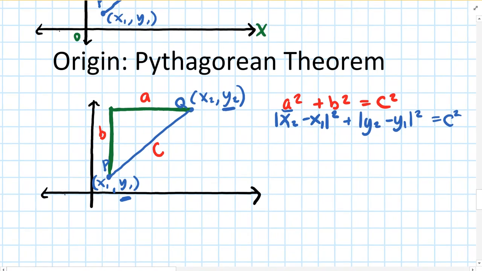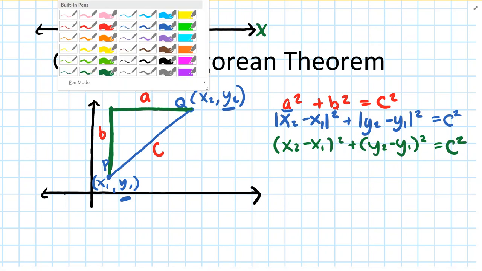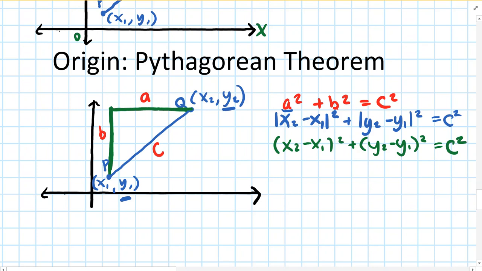However, it's important to note that whenever I square something, I'm always going to have a positive number. So this square sort of eliminates the need for an absolute value sign. So I could rewrite this. It's just x2 minus x1 squared plus y2 minus y1 squared is equal to c squared. And then if I wanted to solve for c, the very last thing I would do is take the square root, since c is squared.